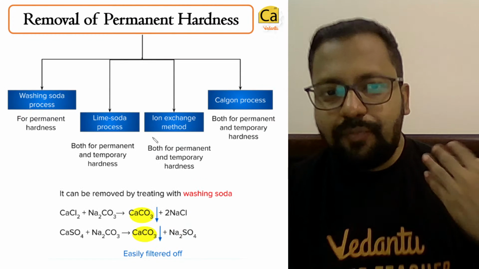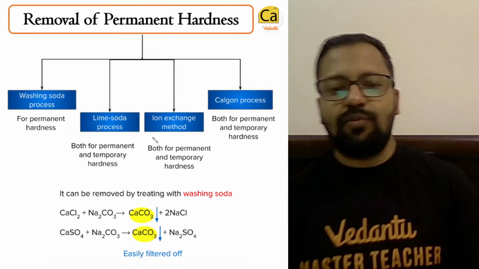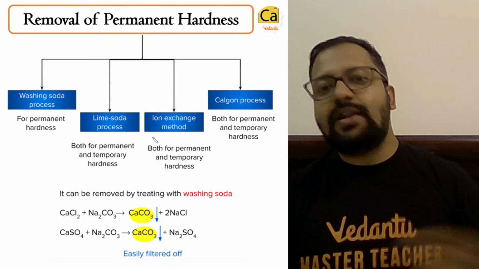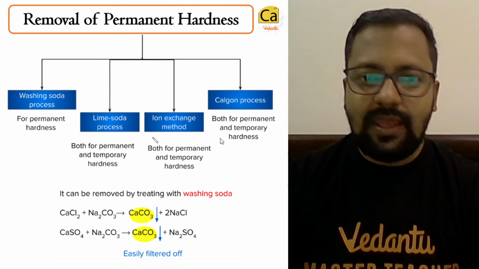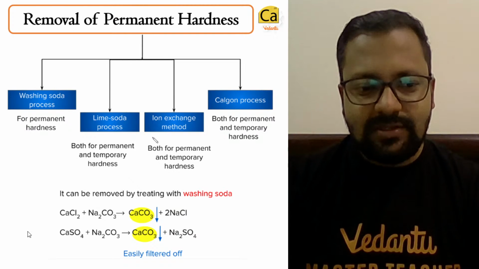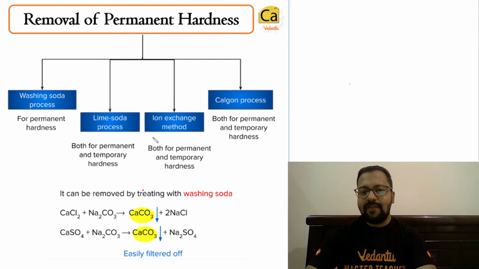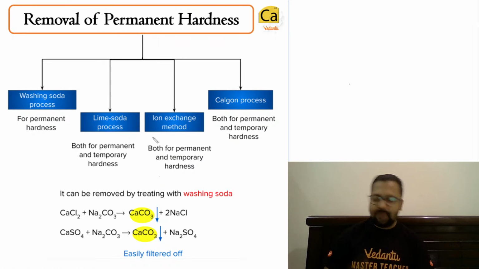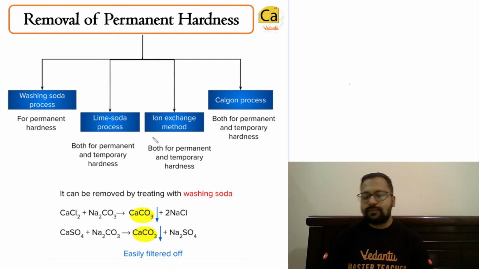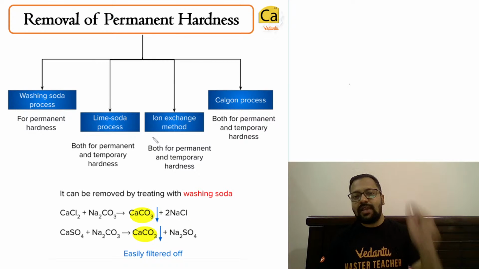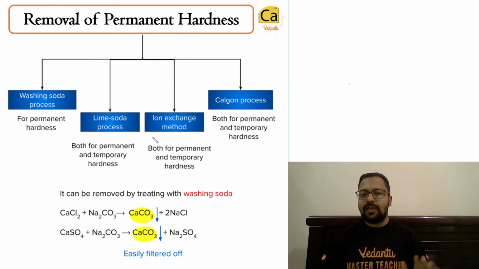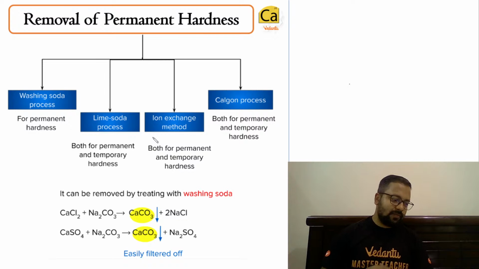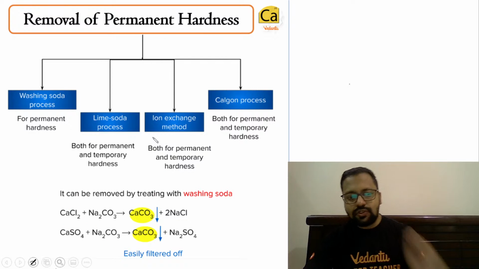How do we remove permanent hardness? Permanent hardness is removed in a certain number of ways, and it will require 4 different ways of removal. The first one is you add washing soda. Washing soda is sodium carbonate.